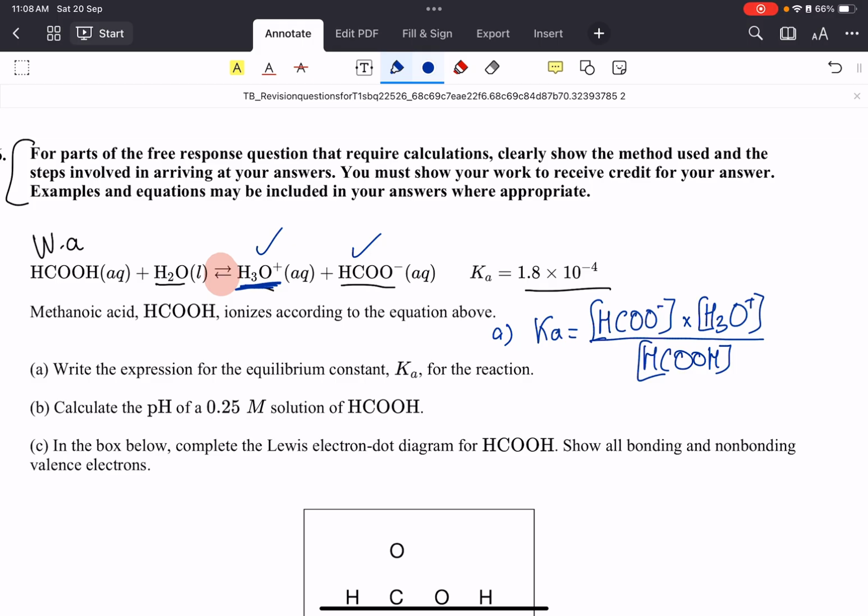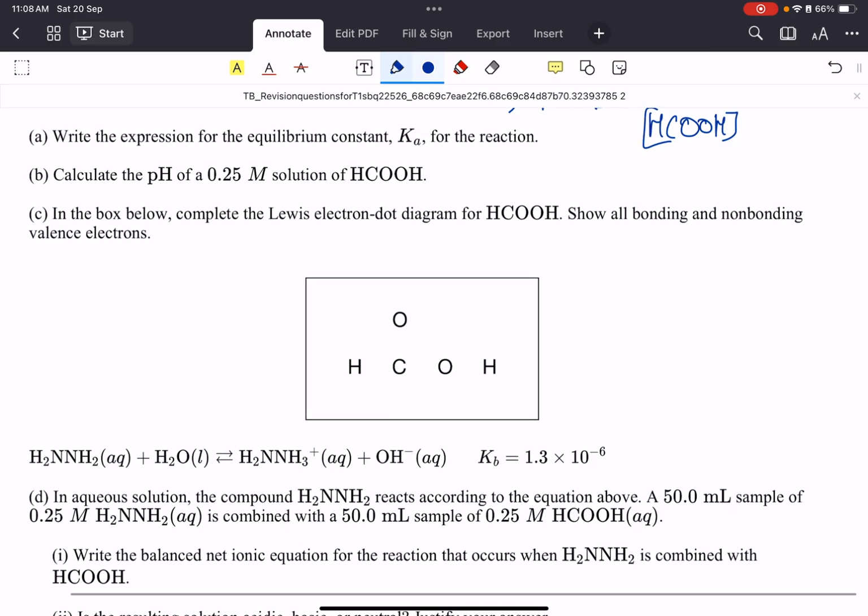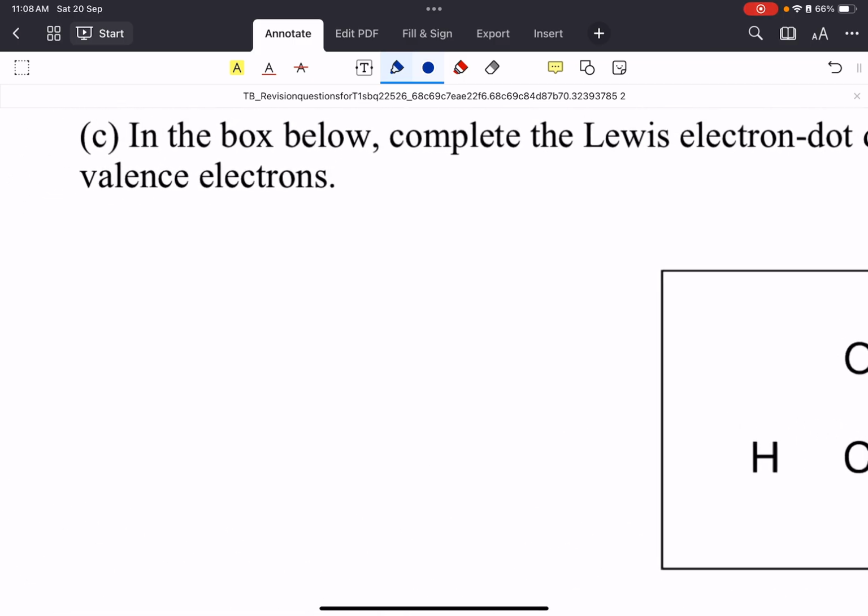Calculate the pH of 0.25 molar HCOOH. Now, this is a free response question, so you cannot use the fast method. You have to include an ICE table, which I am going to do over here.